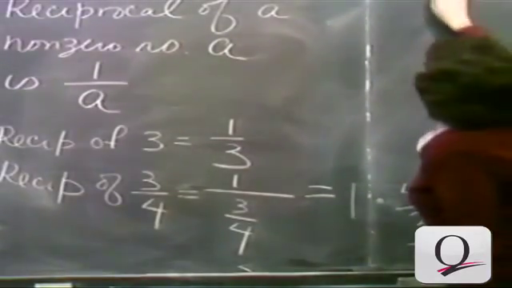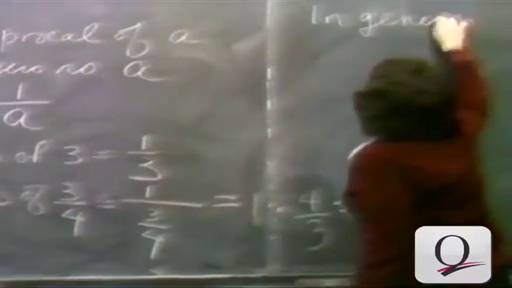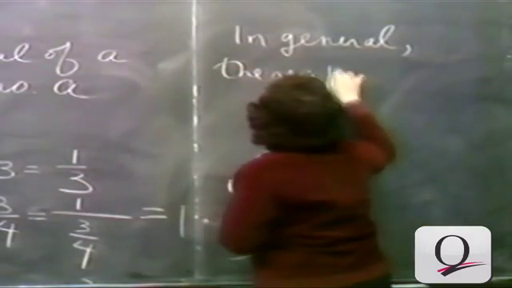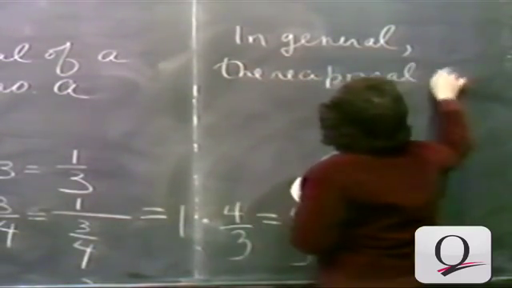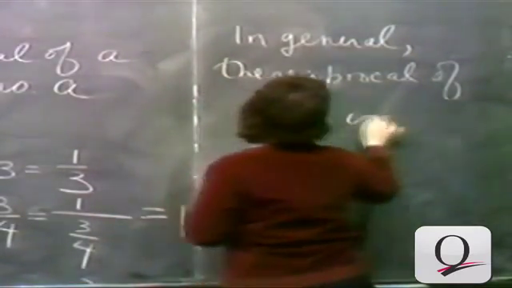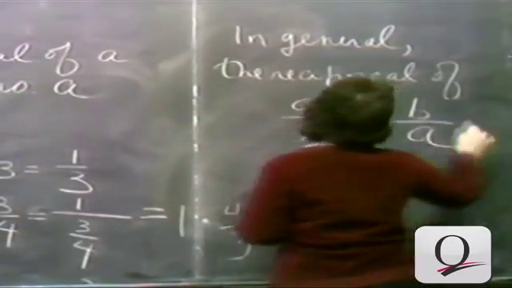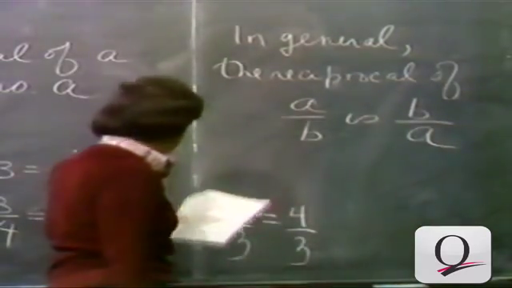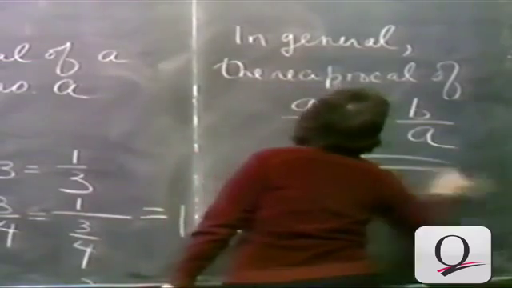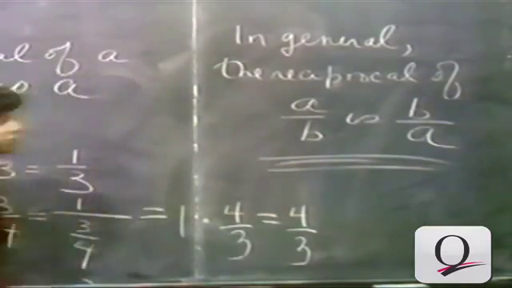And in general, the reciprocal of a over b is b over a, assuming, of course, a and b are not 0. And that brings us to the end of this videotape.